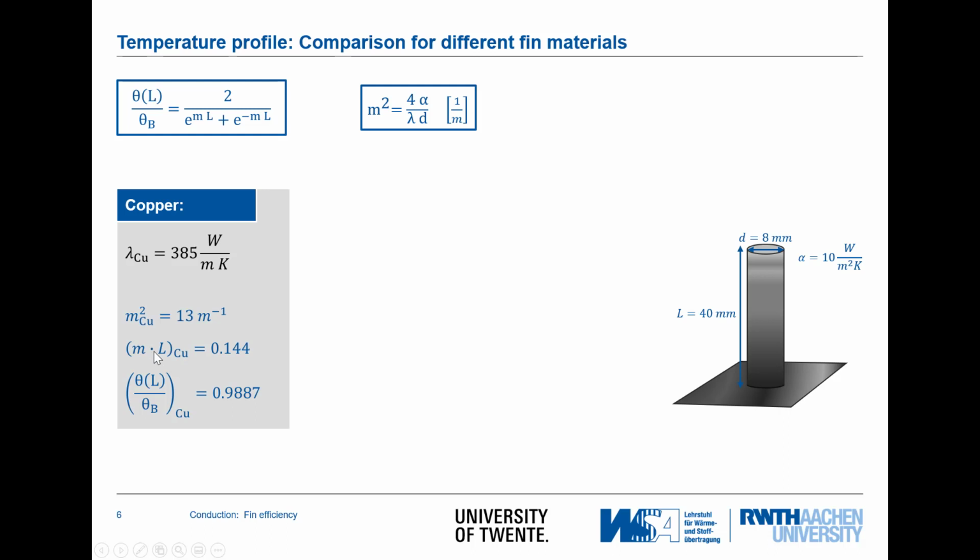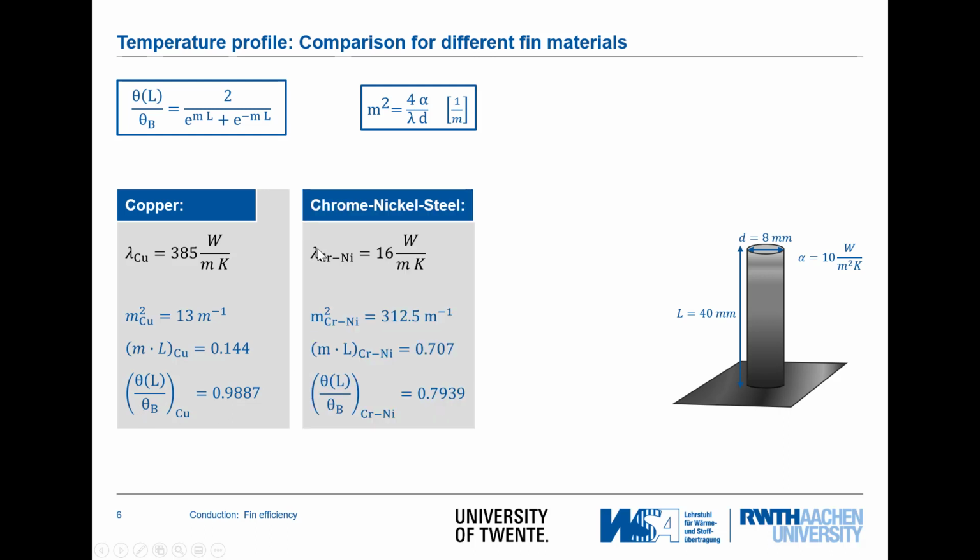And with the value of mL we can insert this in the equation here above, and we get information on the ratio between the temperature at the top and the temperature at the bottom. So mainly the temperature difference towards the environment at location L and at the location x equal to 0. And for copper this is 98.8%. So the temperature at the tip of the fin is nearly the temperature at the bottom.